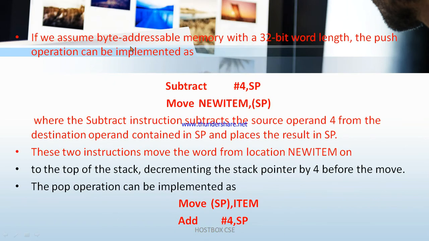Now assume a byte-addressable memory with a 32-bit word length. How do we implement the push operation? With the instructions Subtract #4, SP in immediate mode, and Move NEWITEM, (SP). The subtract instruction subtracts the source operand 4 from the destination operand contained in SP and places the result in SP. So it is a decrement operation, decrementing the pointer value by 4. These two instructions move the word from location NEWITEM onto the top of the stack, decrementing the stack pointer by 4 before the move. So before moving, the stack pointer is decremented by 4.